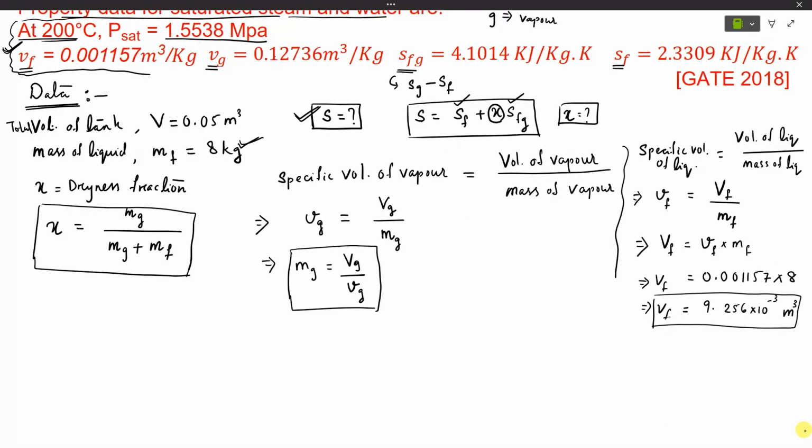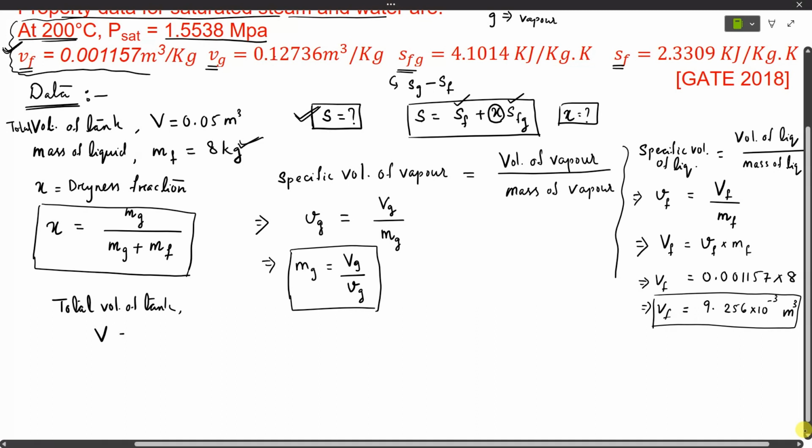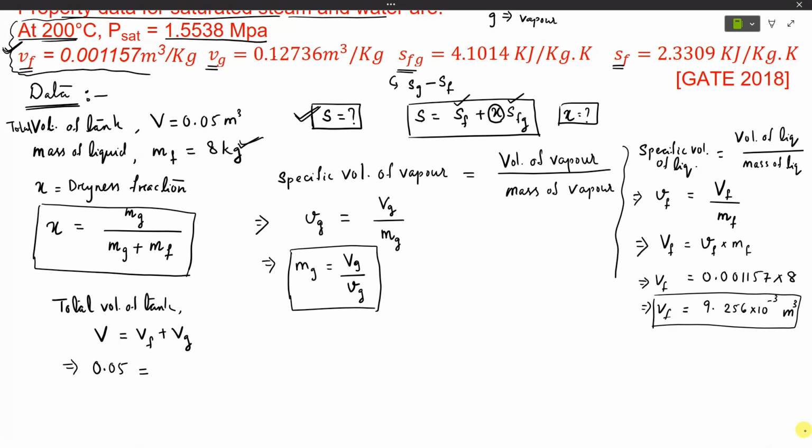Now let's consider the total volume of the tank. So total volume of tank is V. So V is equal to Vf plus Vg. The total volume of the tank is given in the question, that is 0.05 is equal to Vf, that we have calculated, that is Vf equal to 9.256 into 10 to the minus 3. So this value we have to substitute here.